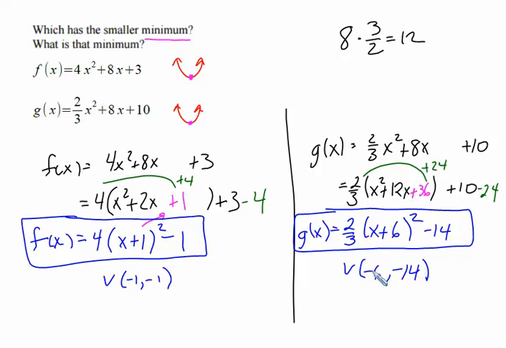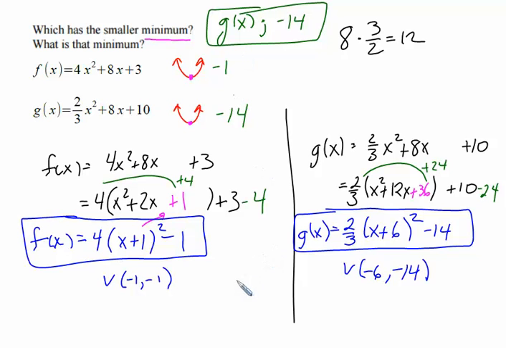Again, we change the sign to get the x coordinate. The y coordinate stays the same. So up here, which has the smaller minimum? Well, f bottoms out at negative 1. G bottoms out at negative 14. So g of x has the smaller minimum, and that minimum value would be a negative 14. So there are a couple different spins we can put on this, but it all boils down to being able to complete the square and analyze the graphs correctly.